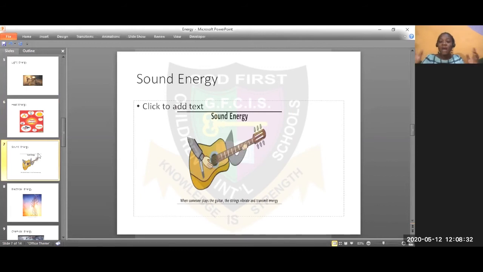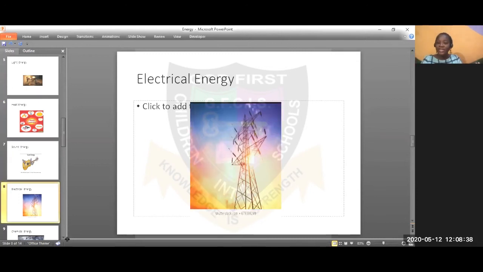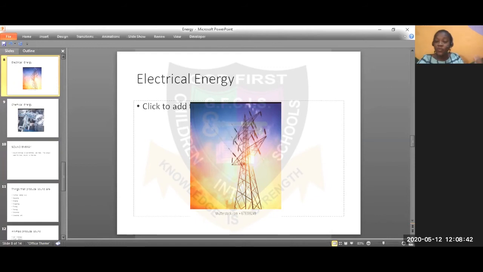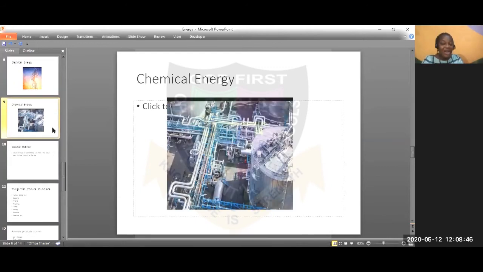Then we have sound energy. When you shake that and it makes sound, that's sound energy. Then we have electrical energy. That energy that gives you light in your house. That's when you plug in your TV and it will start working. That is electrical energy. And the last one is what? You can remind me. Chemical energy. Yes. That energy that's stored in a container, and you make use of it whenever you want to use it.